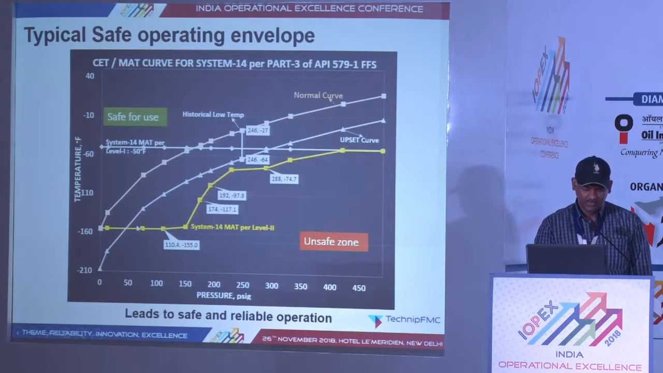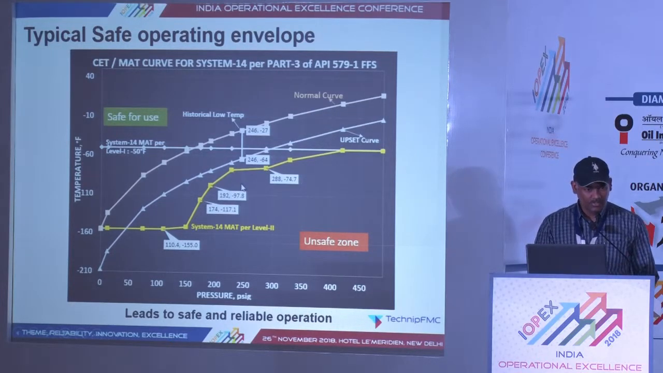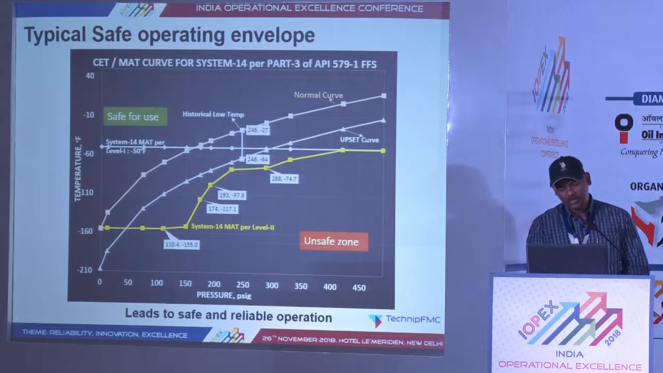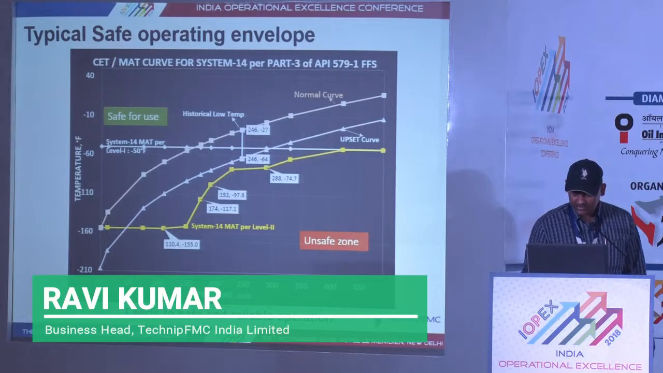So here we did the brittle fracture assessment as per level 2 and established this yellow curve. As long as the operating conditions are above this curve, it's safe to use the equipment as it is. And if it falls below this, then either we have to upgrade our materials if economics works out. Otherwise, we can limit the process conditions to avoid brittle fracture. So this way we helped our clients to use the same equipment with the same metallurgy without any issues in a safe manner. Thank you.